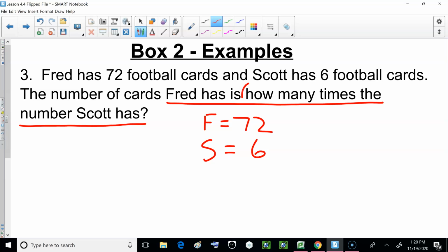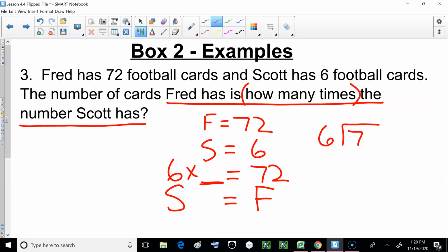So the big part that sticks out is how many times. So we know if Scott's on one side... let's draw that, make that an S. If Scott's on one side and Fred's on the other side right now, we know we've got 6 and we have 72. So if we want to figure out how to make these equal, we have to multiply the 6 by something to equal how many times Fred has more than Scott. So to figure that out, we have to go 72 divided by 6.